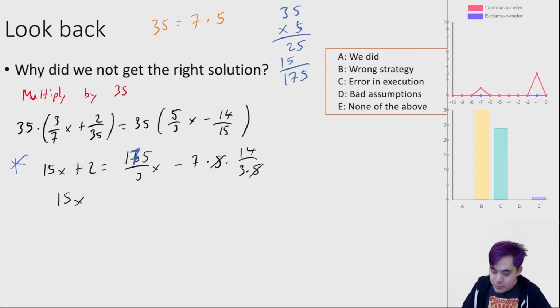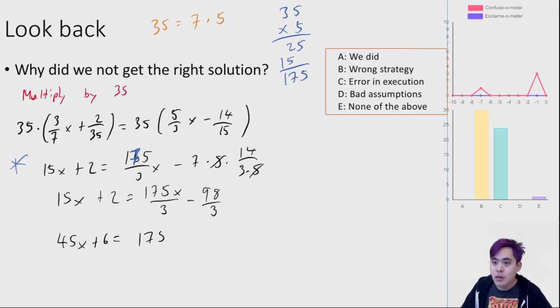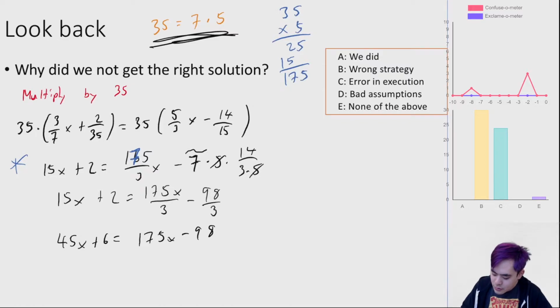So 15x plus 2 is equal to 175x over 3 minus 98 over 3. Multiply everything by 3, so you get 45x plus 6 is equal to 175x minus 98. Where did the 7 times 5 come from? 35 is equal to 7 times 5. So this thing here was just the 35 in the distributive property.